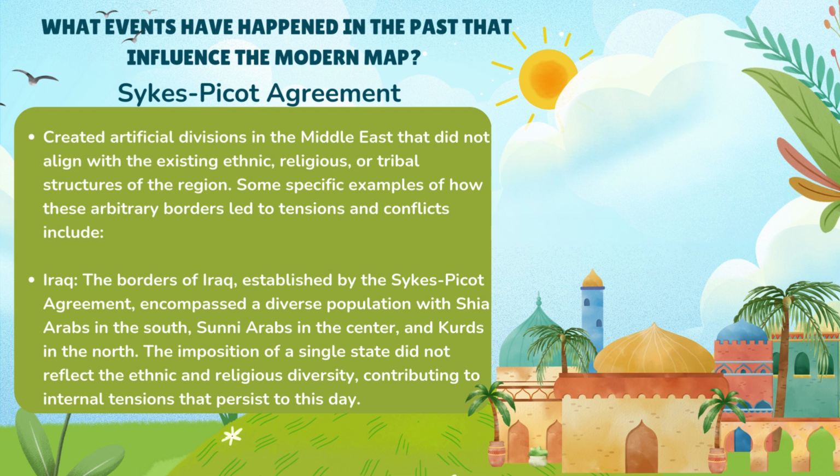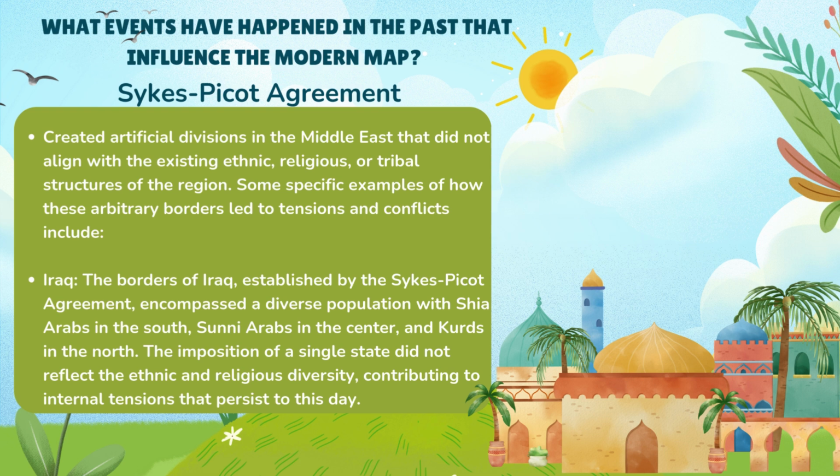Okay, the Sykes-Picot Agreement created an artificial division in the Middle East that did not align with the existing ethnic, religious, or tribal structures of the region. Some specific examples of how these arbitrary borders led to tensions and conflict are as follows.